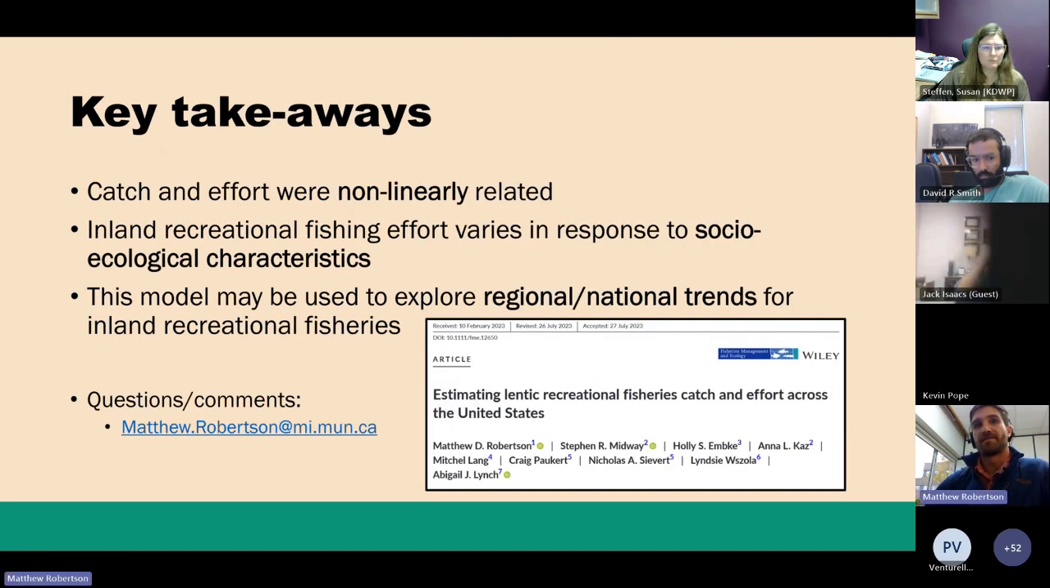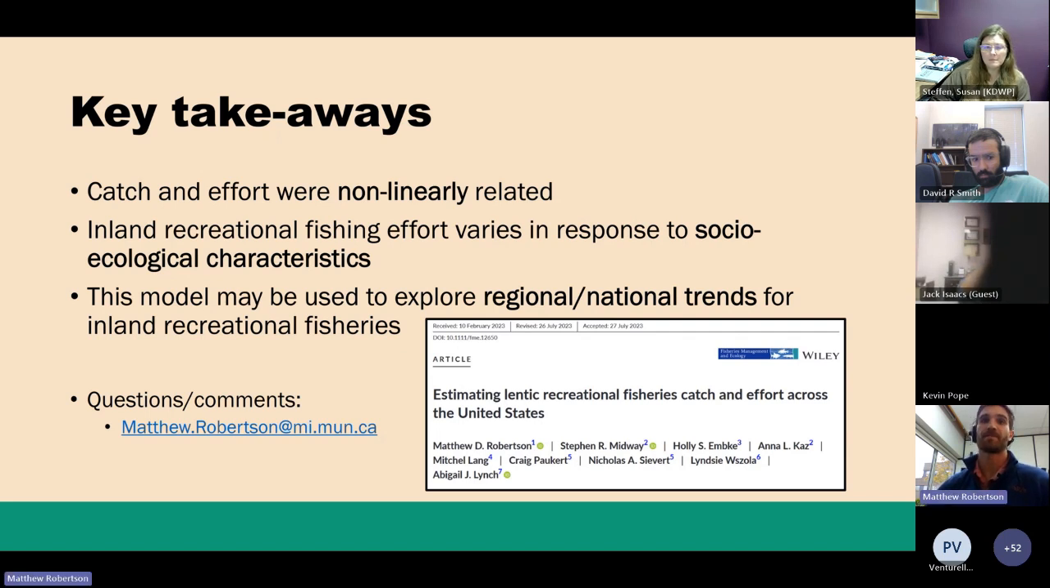So with that, I have three key takeaways that I'm hoping people that have watched this presentation will get. The first was that after examining inland recreational catch and effort throughout the United States, we saw that there was a nonlinear relationship between the two. We observed that inland recreational fishing effort varied in response to socio-ecological characteristics. Specifically, it was most influenced by water body area, median age, and distance to primary roads.